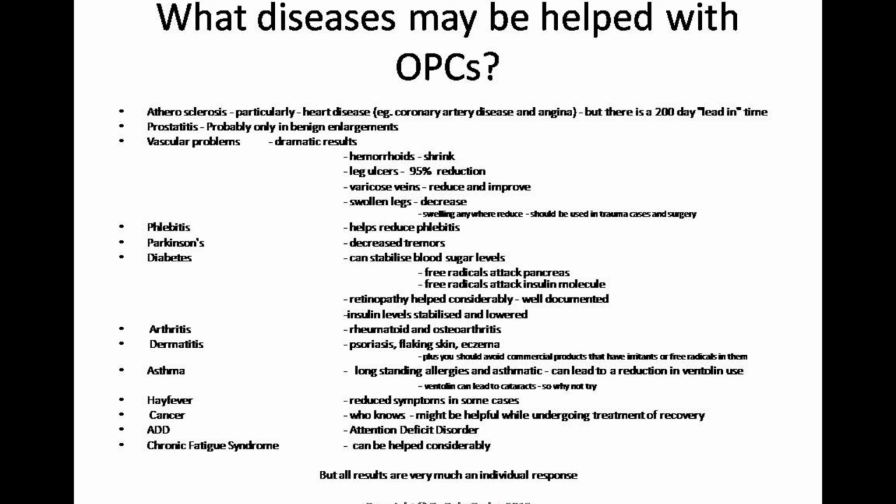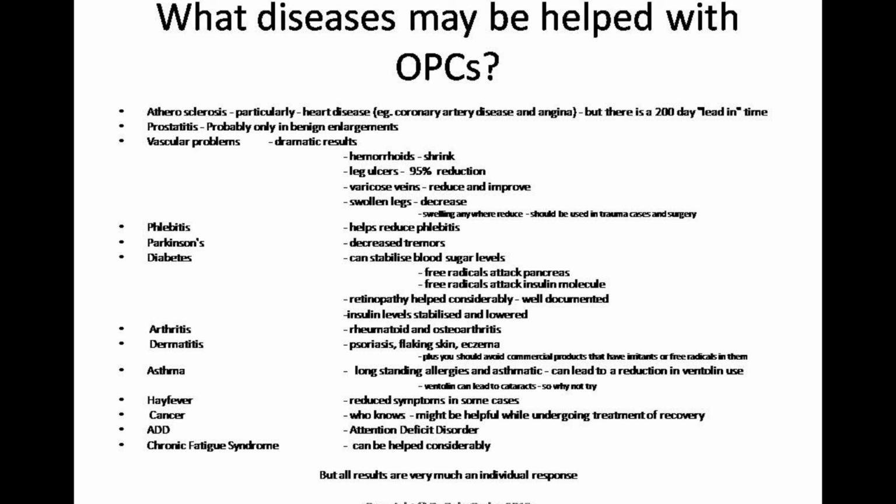Diabetes can be helped. You can stabilise blood sugar levels, and you might ask, why would that be? Well, we know that free radicals attack the pancreas and the insulin molecule, and so there's every chance that OPCs protect against the free radical attack in the pancreas and probably the insulin molecule. Retinopathy can be helped considerably, and what that means is that people with diabetes will often suffer blindness or reduced eyesight, and OPCs can help considerably there. And as I've indicated, insulin levels can be stabilised and lowered with those people who need to take insulin injections.